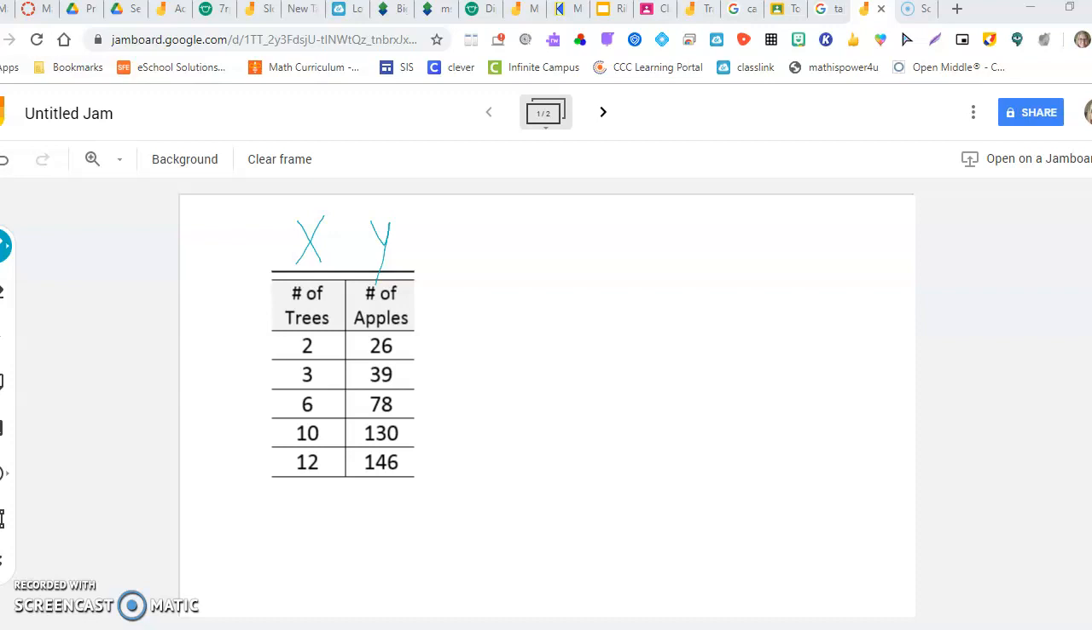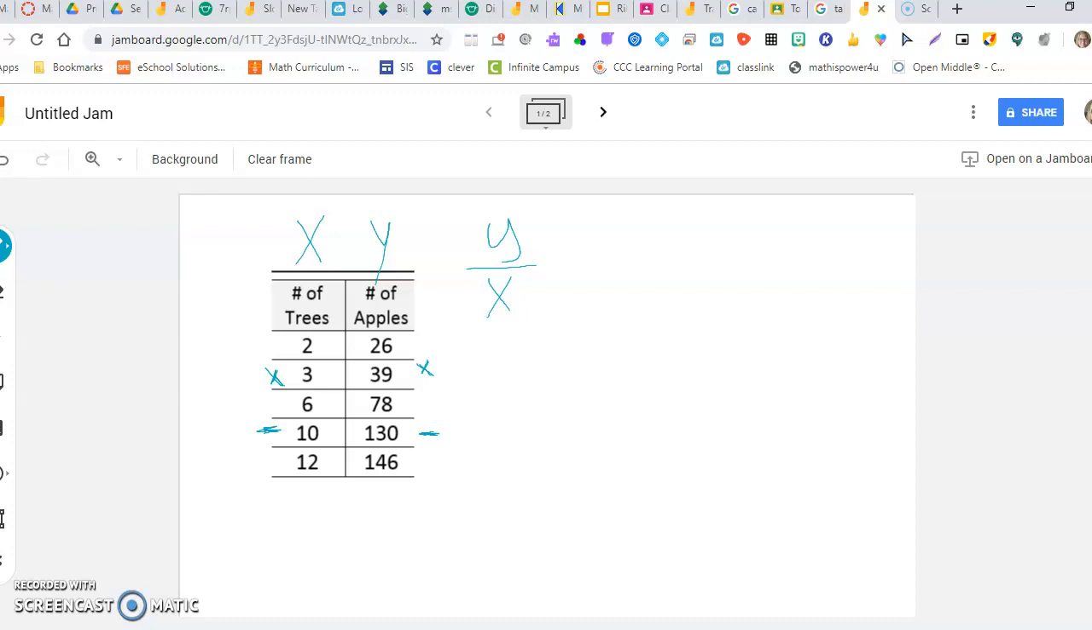So remember, when finding the unit rate in a table, you want to take your y number and divide it by your x. It doesn't matter which y you choose. I could choose 39. If I chose 39 for my y, then I have to choose 3 for my x. I could choose 130. If I choose 130, then I have to choose the 10 for my x. Whichever y you pick, you do have to use that x that's in the same row.